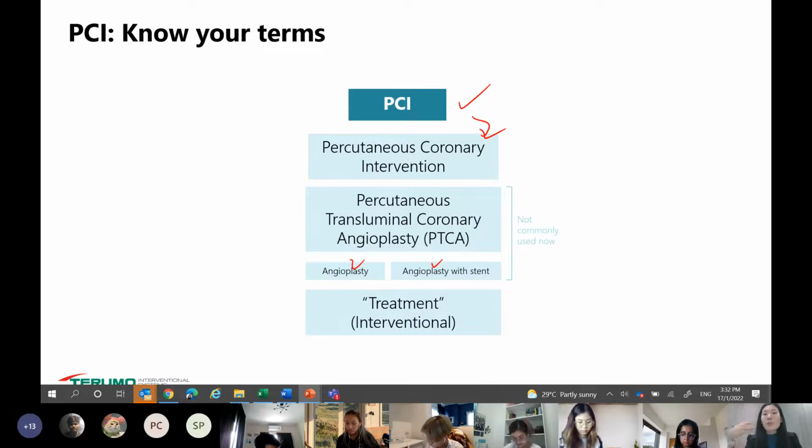So you need to remember that when you talk about angioplasty, it's different from angiogram. Angiogram is an image. Angioplasty is your PCI procedure. Angioplasty is actually still used, or simply known as treatment or interventional treatment. So these terms are all interchangeable for PCI.